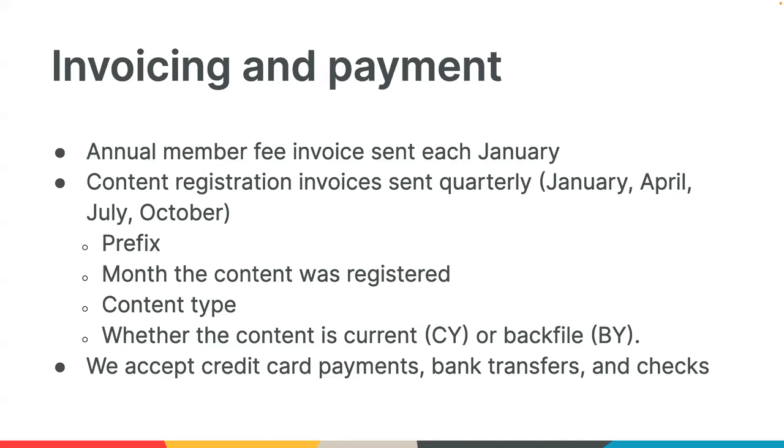This means if you've only registered a small number of DOIs in your first year, you may not receive an invoice until the end of the year, in your quarter four invoice, which is sent out in January. Payments can be made with credit card through our payment portal, by wire transfer, and by check.